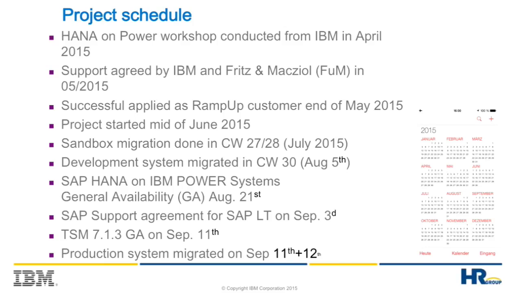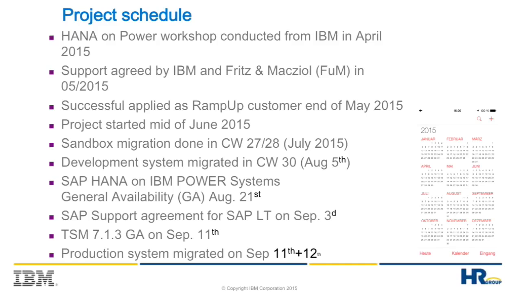We migrated the development system on the 5th of August, so since this time he was productive with the development system on HANA and Power. For the customer, the development system is a really productive system as well because he has 50 to 100 developers. They are doing ABAP development on the system. So see here, the development system was productive from the customer side before we got official GA from SAP.